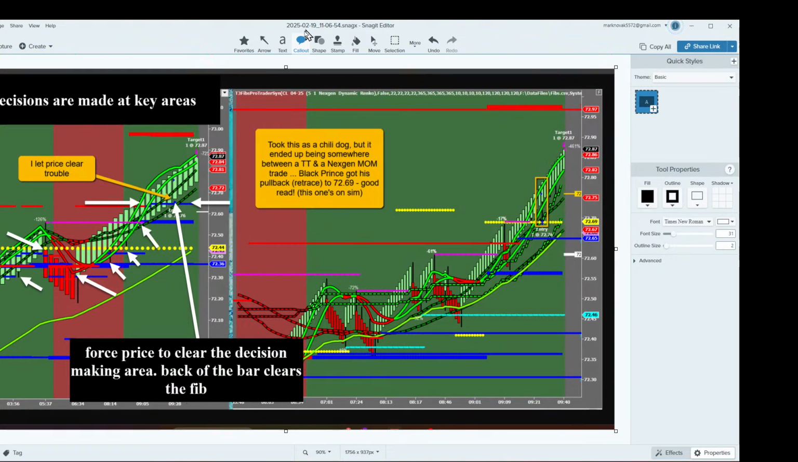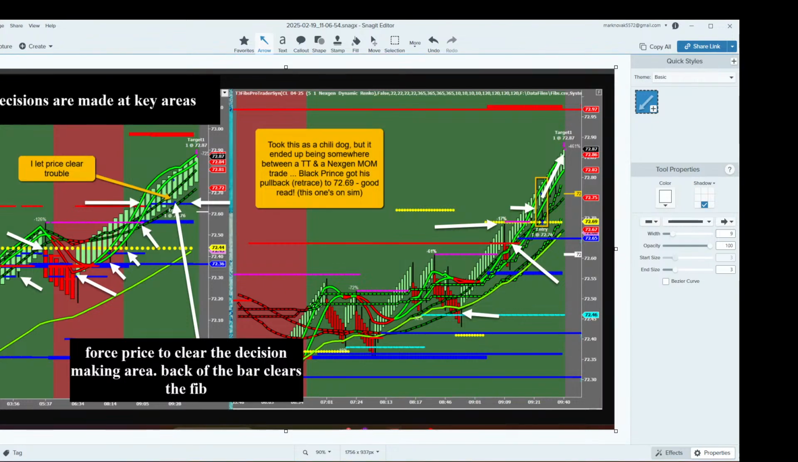And he does the same thing over here. He says, these areas can create bounces. Let me let the back of the bar clear it here as well. And then Black Prince, what he does is he takes quick profits based only on that level of momentum. But he forces price away from that decision making.